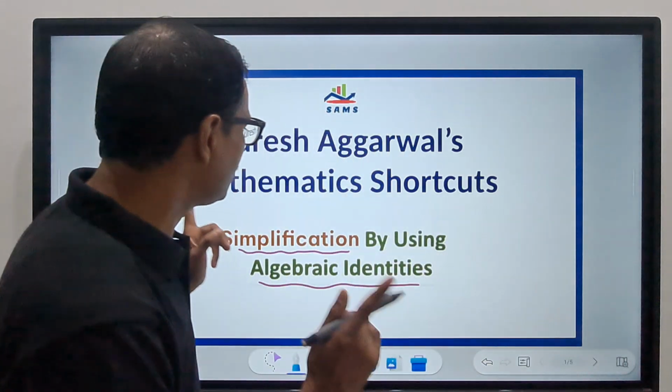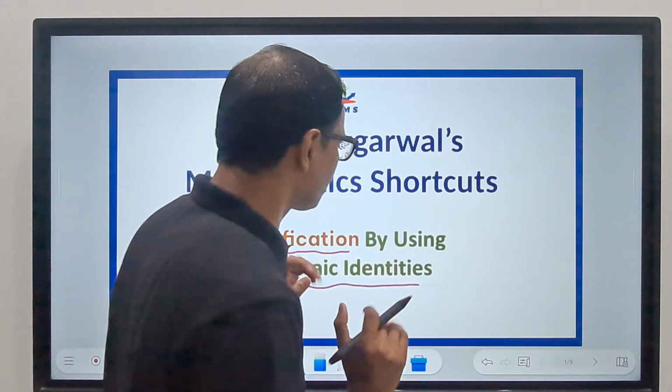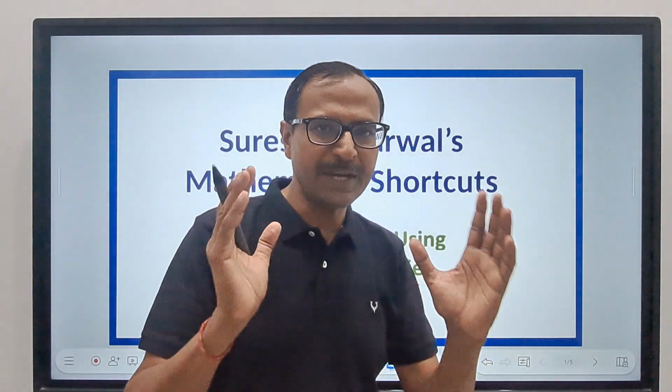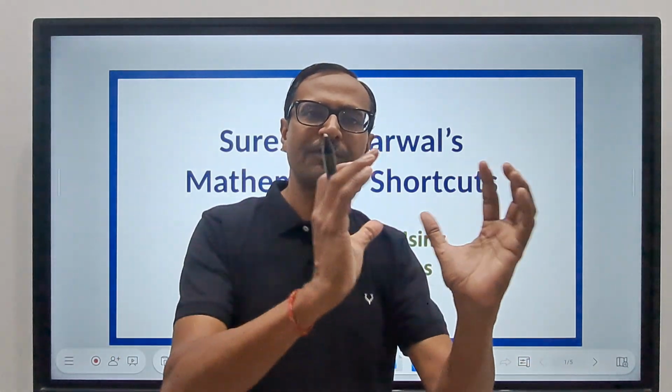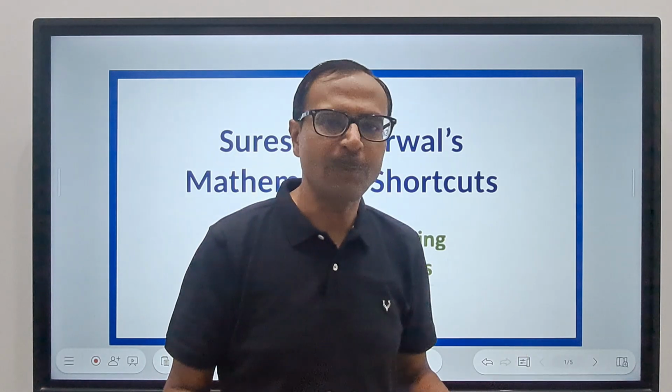So what's the entire video? I'm going to take up some very interesting problems of use of algebraic identities to simplify some of the questions given in factor form. Okay?